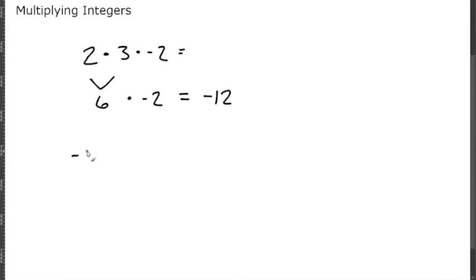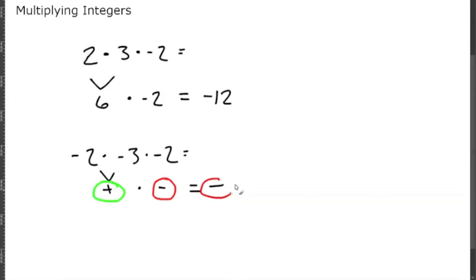But let's say we have negative 2 times negative 3 times negative 2. We can look from the beginning. A negative times a negative is going to give us a positive. A positive times a negative is going to give us a negative. So we know right there, since those two are negative and we get a positive, and we have the opposite sign left, we're going to get a negative answer. So negative 2 times negative 3 is going to be a positive 6. And we're going to multiply that by a negative 2 to get a negative 12.